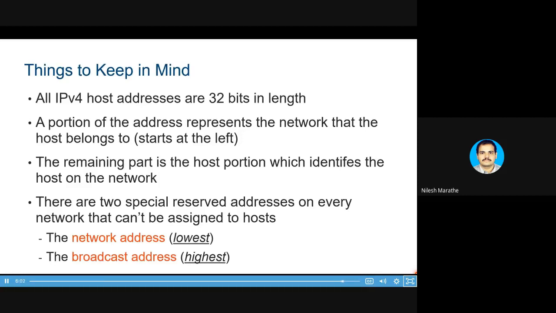Thankfully, there are shortcuts you can take for calculating these addresses without having to convert to binary first. But examining these addresses at the bit level should help you understand how network devices interpret them and also how the dotted decimal format is derived.